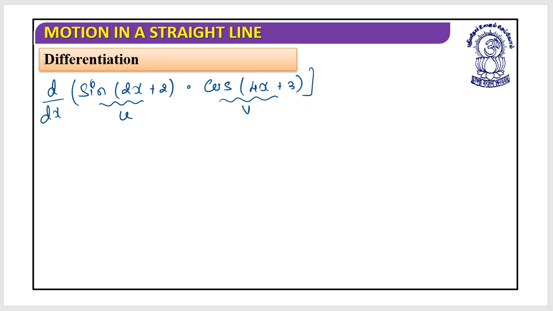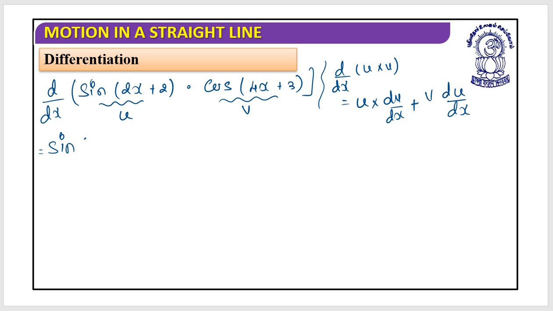So when I write this, this is a multiplication of two terms, so it's d by dx of u into v, and that should be u into dv by dx plus v into du by dx. So that should be equal to, u should be as it is, so I write it down, that's sine 2x plus 2 multiplied by dv by dx.